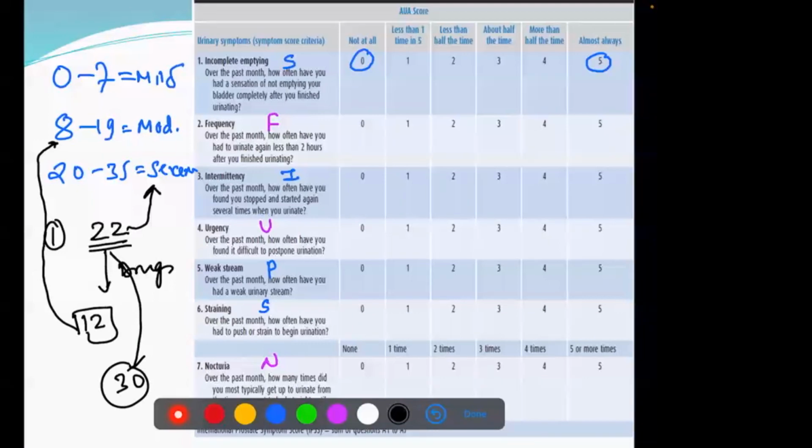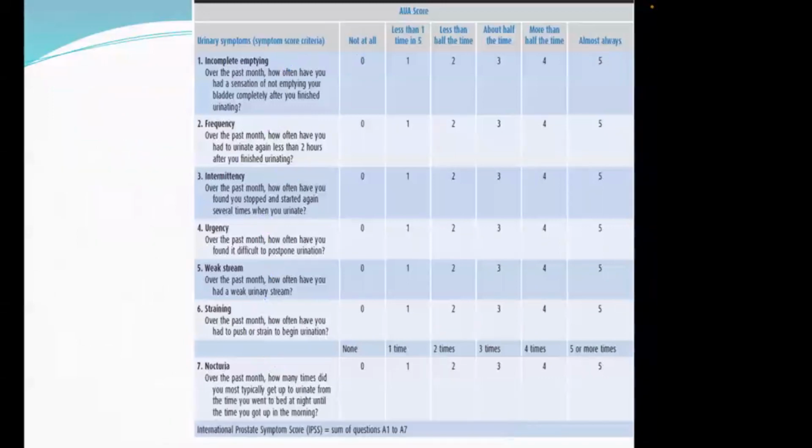So this scoring system gives us an idea what medication or what treatment we should start, and it helps us to evaluate the patient during follow-up. Should I continue the same treatment or should I change? For you, I don't suggest remembering this chart.